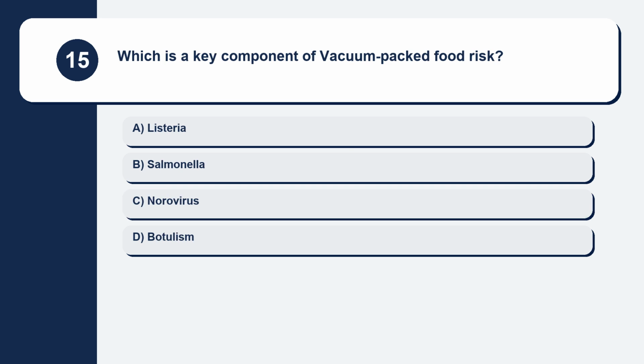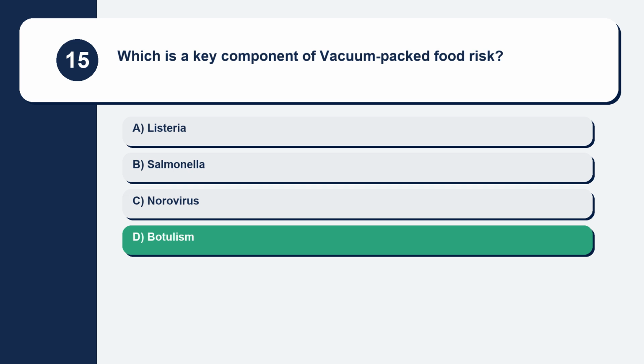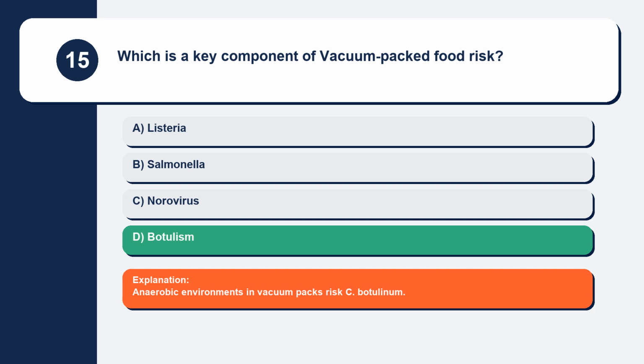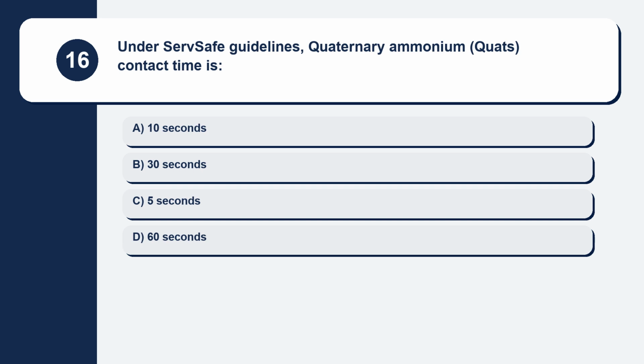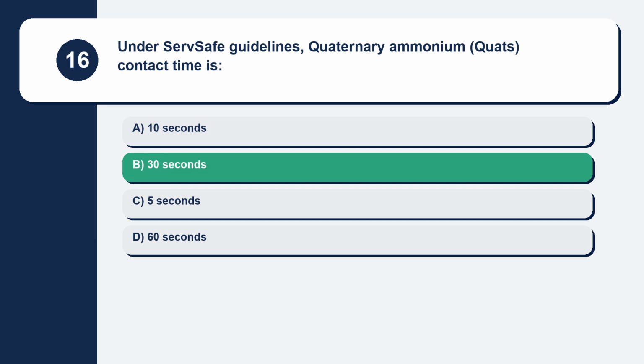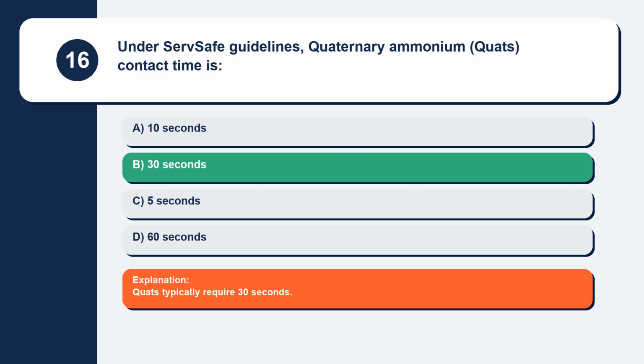Question 15. Which is a key component of vacuum-packed food risk? Listeria, salmonella, norovirus, botulism. Anaerobic environments in vacuum packs risk C. botulinum. Question 16. Under ServSafe guidelines, quaternary ammonium, quats, contact time is: 10 seconds, 30 seconds, 5 seconds, 60 seconds. Quats typically require 30 seconds.